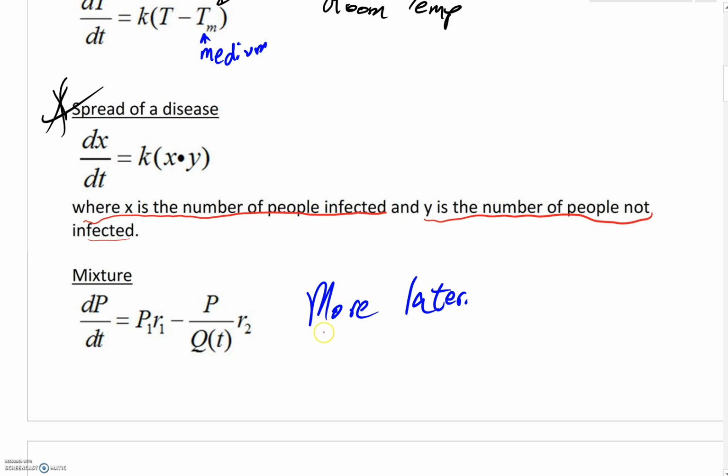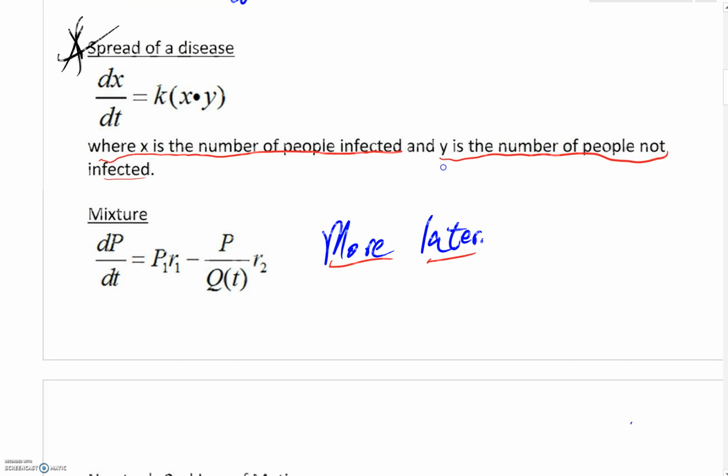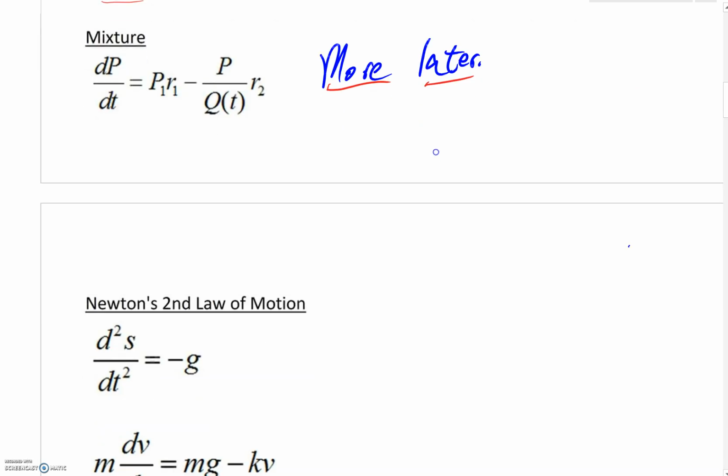Mixtures. Wow, we're going to have more later, and we'll really jump into this. But as you are mixing in, say, a salt solution into a tank of water and so forth, a differential equation can model that. We'll deal with a full-blown example.